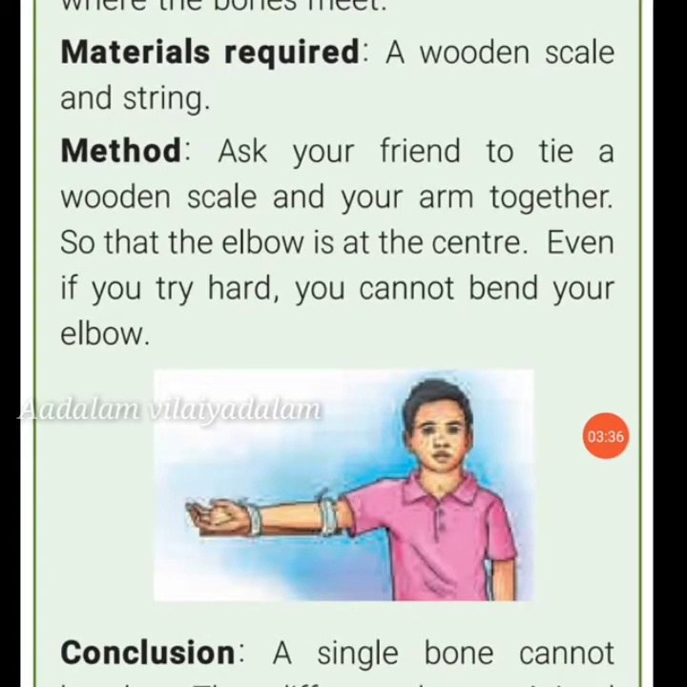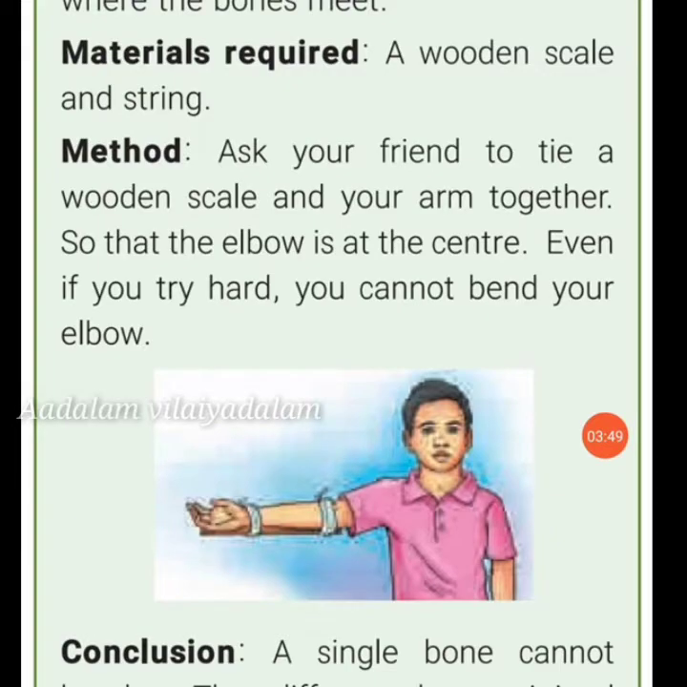Take a wooden scale and string. Ask your colleague to tie the wooden scale to your arm so that the elbow is at the center. Even if you try hard, you cannot bend your elbow. Because a single bone cannot bend, different bones join together at the elbow with the help of a joint to bend. Understood all of you? A single bone cannot bend.